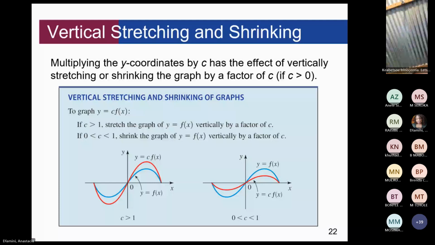Now, it's saying multiplying the y coordinate by c has the effect of vertically stretching or shrinking the graph by a factor of c. Are we all together? Yes. So now, the vertical stretching and shrinking of a graph. We assume c is positive.